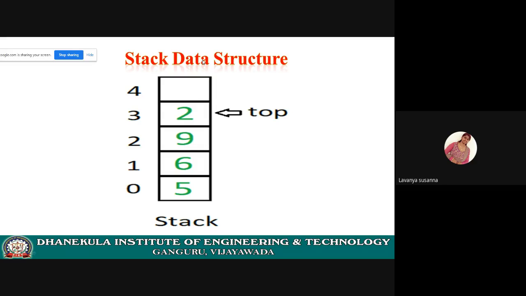Once again, see the diagrammatic representation of stack. It is an example of a linear data structure. Array is also an example of a linear data structure. Why are we saying it is a linear data structure? Because elements are arranged in linear fashion, in sequential order.